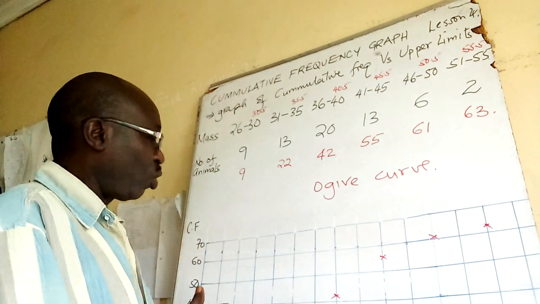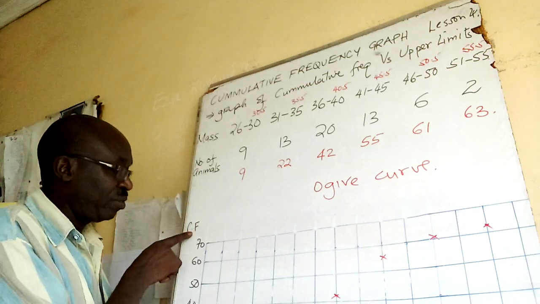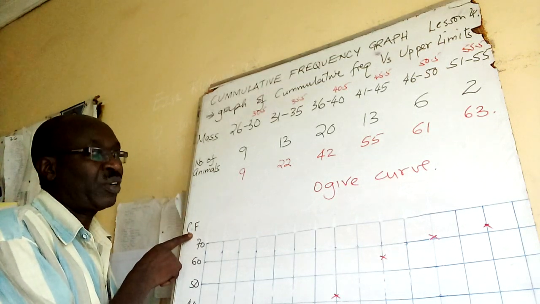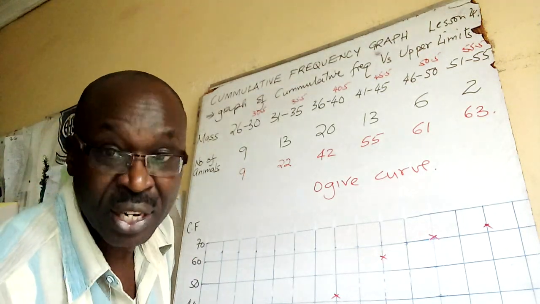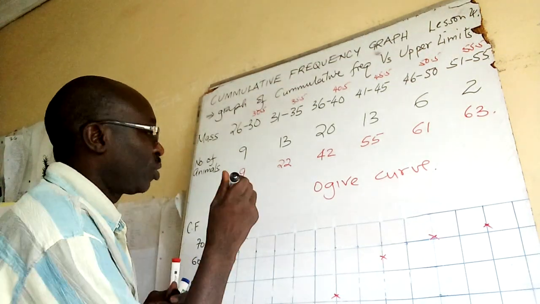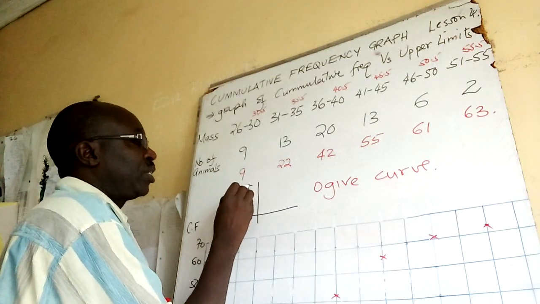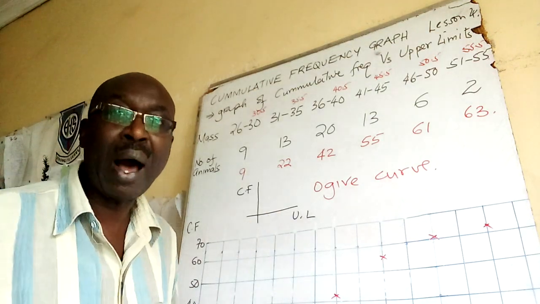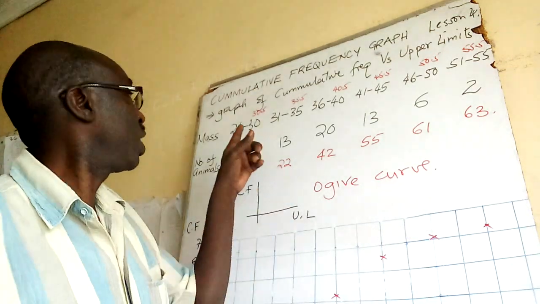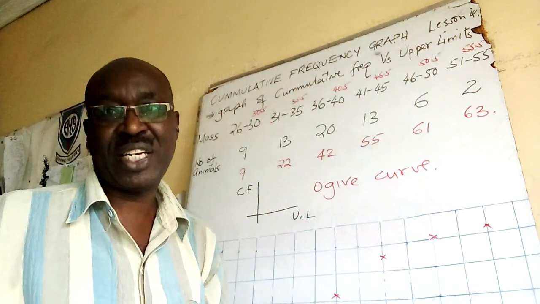The y-axis is cumulative frequency. So it has these components, and then we shall see it. First we understand which graph it is: cumulative frequency and then upper limits. That is the graph of cumulative frequency against upper limits.